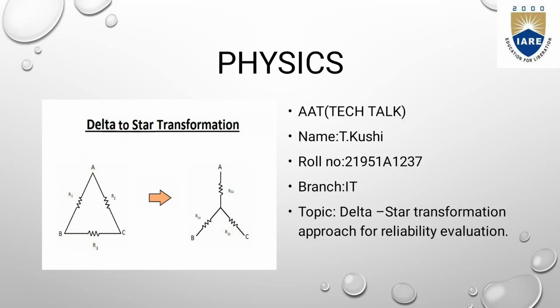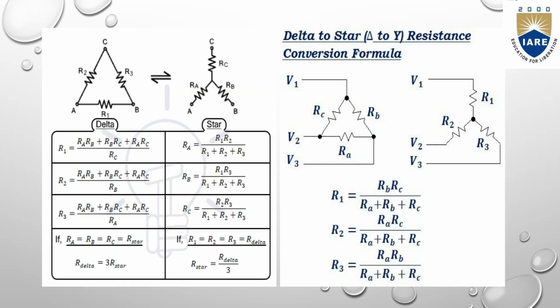Kushri from ITA section. My topic for Tech Talk in physics is delta star transformation approach for reliability evaluation. So, my topic is about how to transfer a given circuit from delta to star. As we can see in the picture, we are going to derive the formulas to convert a delta circuit into a star circuit.